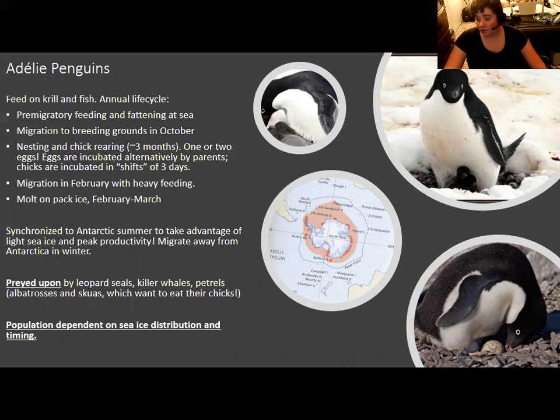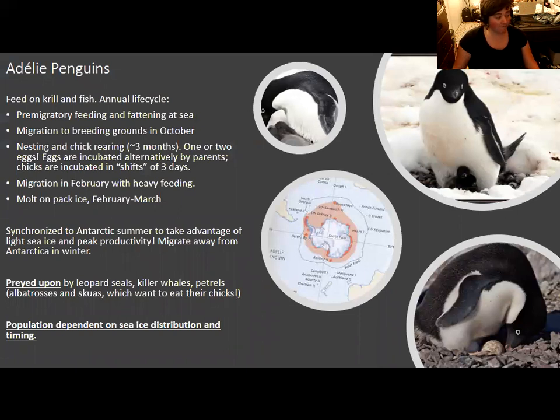So they nest and rear either one or two eggs. These smaller penguins sometimes have two eggs. They nest and rear their eggs for about 3 months. They migrate again to feed in February when it's still light. February is still summer, but it's kind of getting into autumn at that point. They take advantage of that last burst of Antarctic summer productivity, and then in the winter, they migrate away.